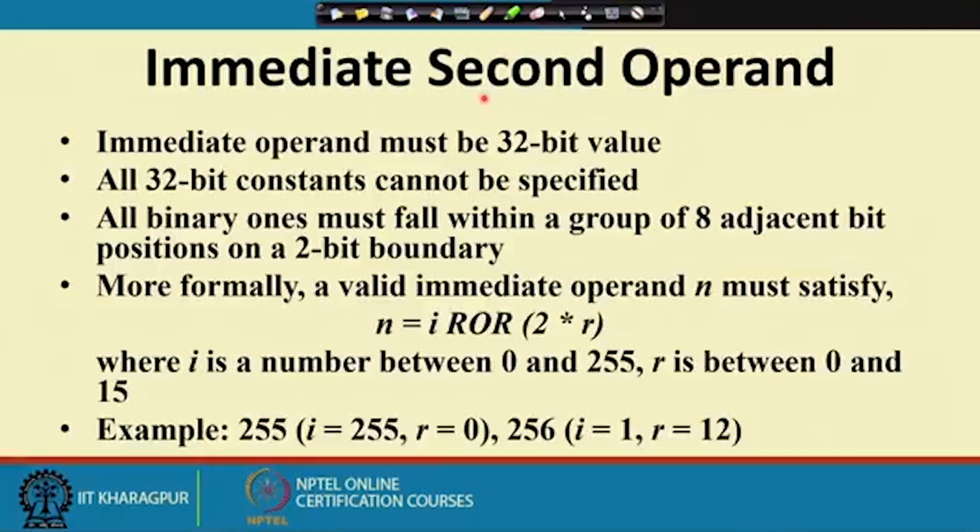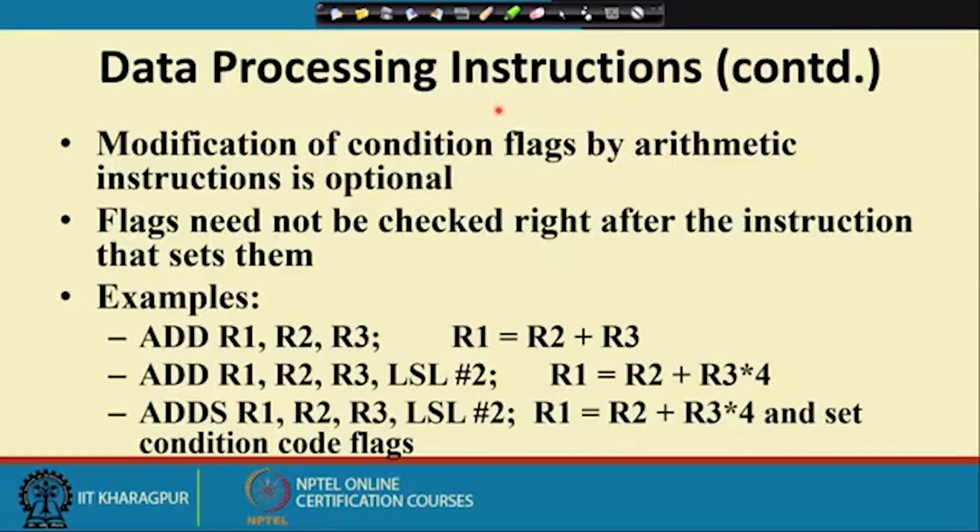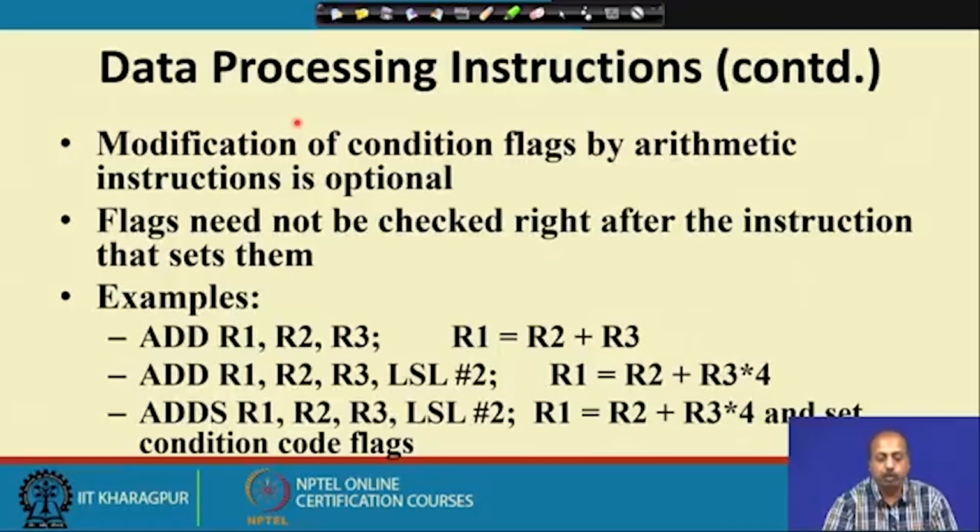Next, we see the modification of the condition flag by the arithmetic instructions, which is optional. Like the add instruction, we have two variants, add and adds. So the instruction add R1, R2, R3 will do R1 equal to R2 plus R3. R2 and R3 are added, and the result goes to R1.